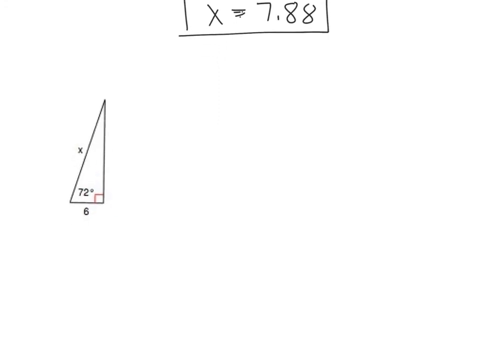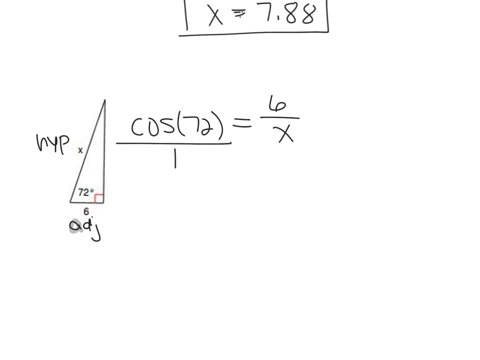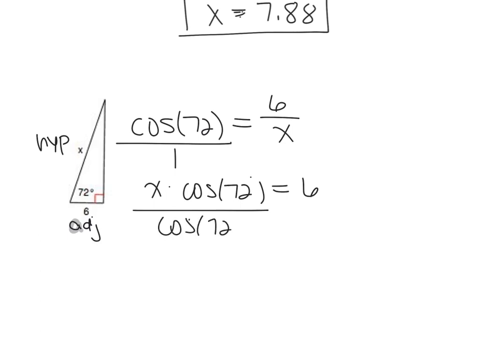In our second example, we have our 72-degree angle, a side of length 6, and our side x. The side with length 6 is adjacent to our 72-degree angle, and x is our hypotenuse. Looking back at SOHCAHTOA, the one that uses the adjacent side and the hypotenuse is cosine. So we have cosine of 72 degrees equals the adjacent side 6 over the hypotenuse x. Put cosine of 72 over 1 so we can cross multiply. We get x times the cosine of 72 equals 6. In order to get x by itself, we have to divide both sides by the cosine of 72. So x equals 6 divided by the cosine of 72, and in a calculator we get that x equals 19.42.